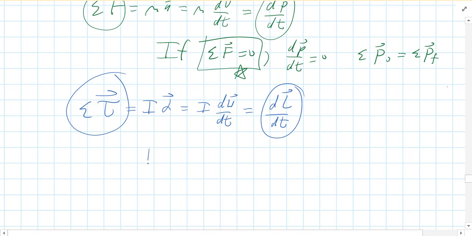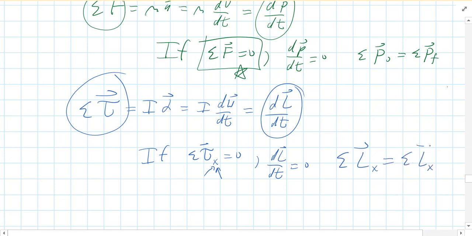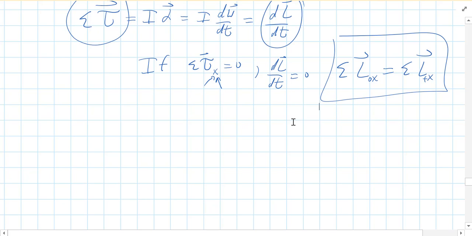Now, having said that, if net torque about some axis equals 0, and this is going to be important in a lot of the examples that we do, so if the net torque about any axis is 0, then dL/dt is 0. And if that's 0, that means the total angular momentum about that axis before the interaction is going to equal the total angular momentum about that axis after the interaction. And I'll put a little naught here and a little final there for us. So this is where the conservation of angular momentum comes from.